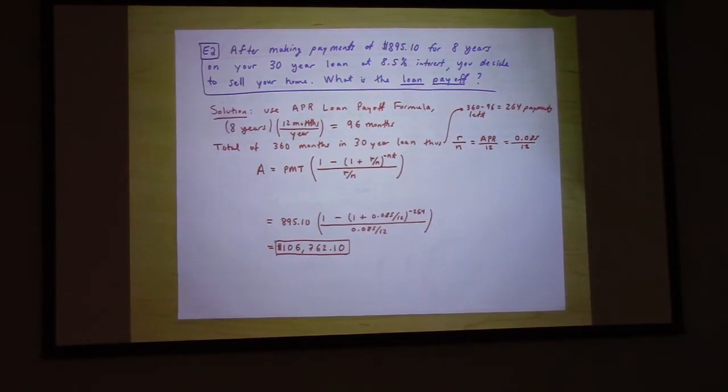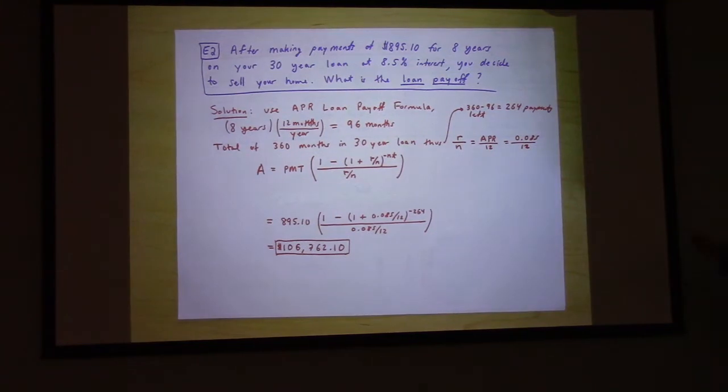Any questions? Where did you get the 360 from again? 360 is the total number of payments in the loan. So it's a 30-year loan, so 30 times 12 is 360. I don't know if your problems all are 30-year loans or if they've randomized that in the problem set. It looks like everybody's got a 30-year loan in problem 3, I think. I don't know. If I had a color printer, they usually make red the things that are randomized, but I've got black and white, so I can't tell.